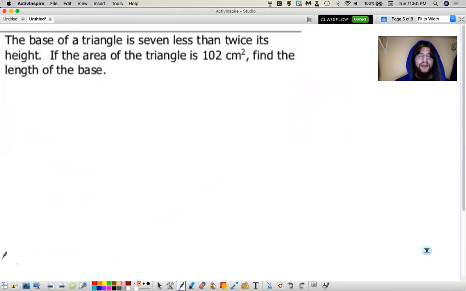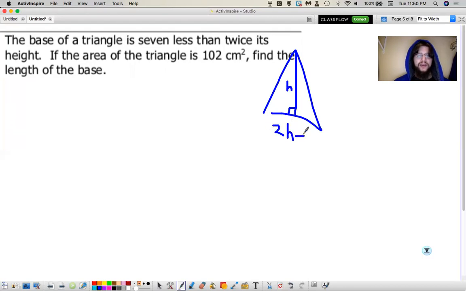All right, we've got a triangle now, so draw a freaky triangle. Actually, draw a bigger one. Yeah, perfect, Dorito. The base of a triangle is 7 less than twice its height. So remember, the height comes down to the perpendicular. 7 less than twice its height, so I'm going to call the height H. And the base is 7 less than twice it. So twice of it minus 7.